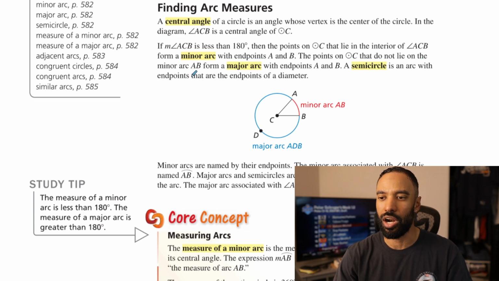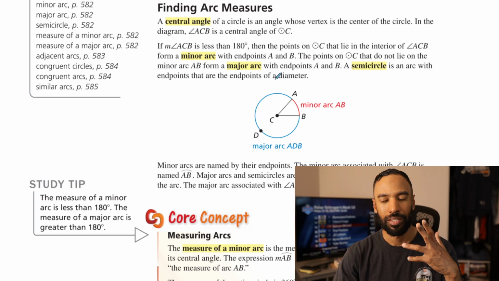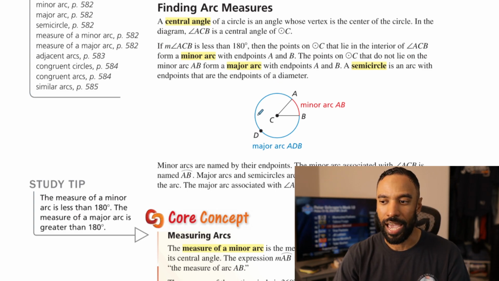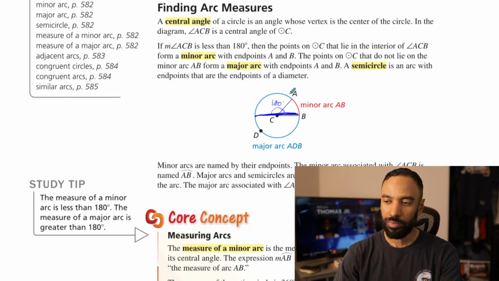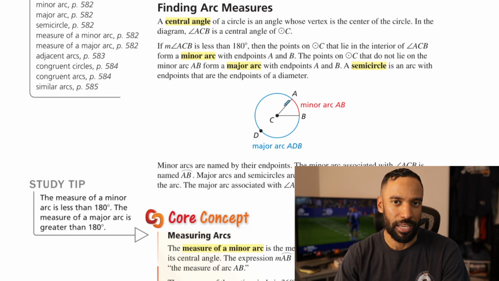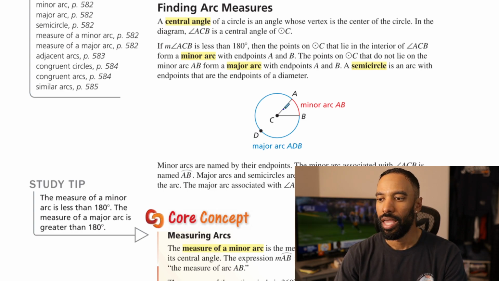A semicircle is an arc with endpoints that are the endpoints of a diameter. And again, kind of implied here, a diameter like this has a central angle of 180 degrees. So a central angle that's less than, you might not see it as an angle, but it is, so an angle that's less than 180 degrees has a minor arc.